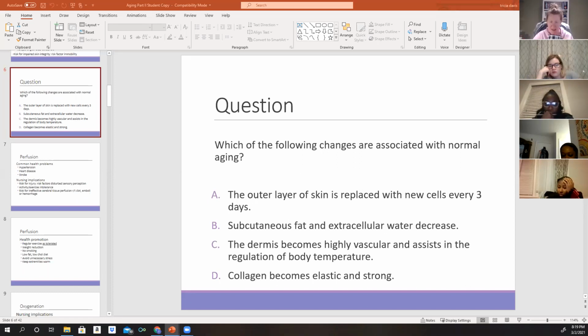B. B, very good. Yep. They lose that subcutaneous fat and that extracellular water, which makes their skin so thin and so at risk for being damaged. Very good.